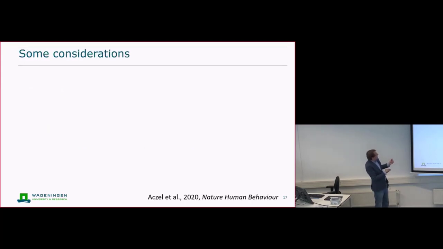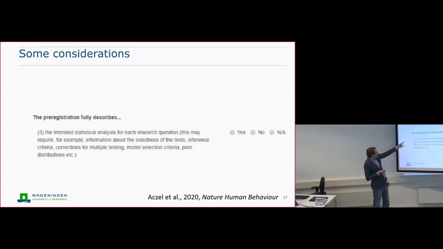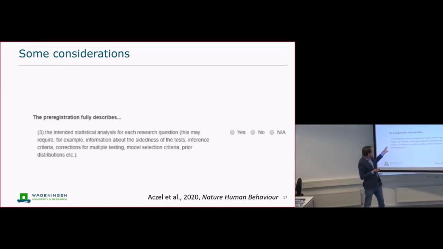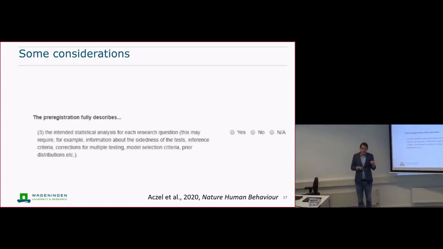Now, okay, so let's say you have a statistical analysis in your pre-registration. That's what you should do, right? Then if you look at this kind of recommendation, they say, okay, pre-registration fully describes the intended statistical analysis for each research question. This may require, for example, information about the sidedness of tests, inference criteria, corrections for multiple testing, model selection criteria, prior distributions, etc. Right? So the better you do that, I agree, it's better, but it can be quite difficult sometimes as a researcher to understand what exactly are the things that I need to write down, right?